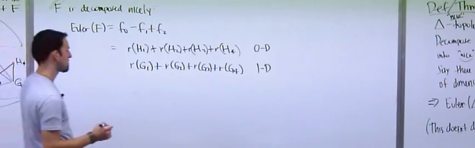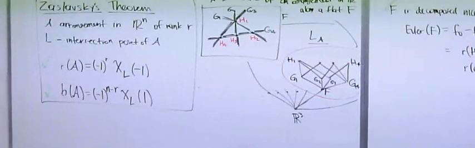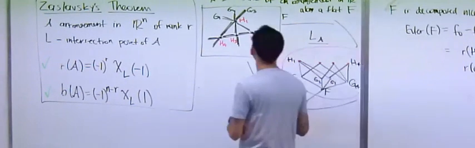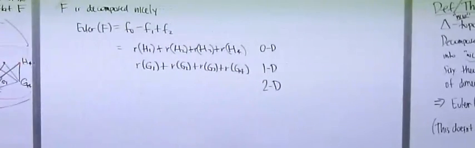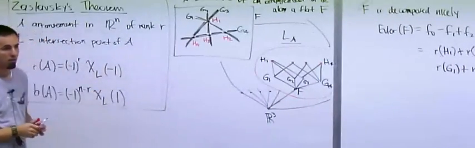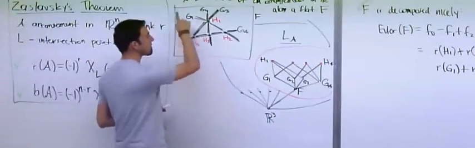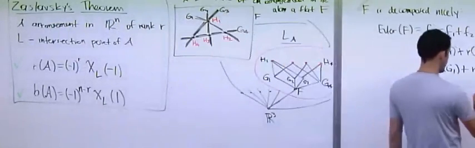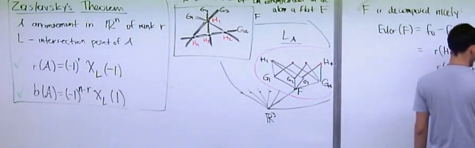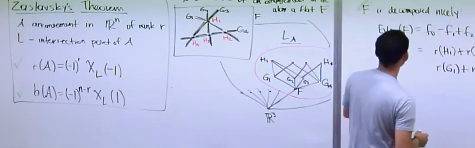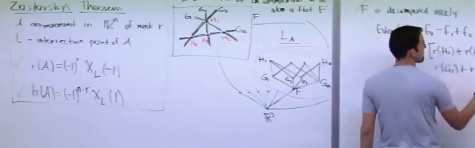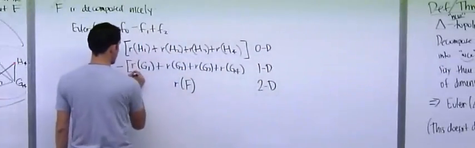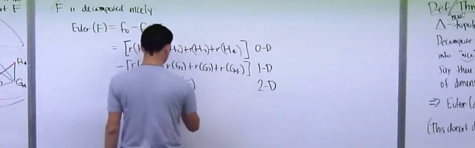What about the two-dimensional things? How many of those are there? Well, 1, 2, 3, 4, 5, 6, 7, 8, 9, 10. But instead of counting them by hand, I can just say, well, look, these are exactly the regions of my arrangement F. Okay. And so the Euler characteristic is this guy minus this guy plus this guy.